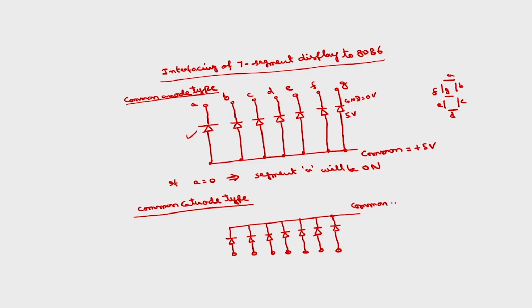This is the common point, which has to be connected to plus 5 volts or logic 1. And to display any particular segment, this has to be connected to logic 0, so that this A will glow. This is B, C, D, E, F, G. This is about the common anode type and common cathode type. So, inside this 7 segment display, we have this circuitry, depending upon whether the display is common anode type or common cathode type.